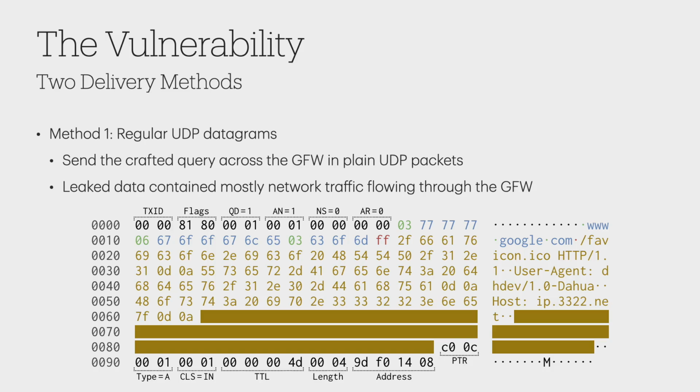We further experimented with different delivery methods. The first method is straightforward. We could just send plain UDP packets to deliver the crafted queries. With this method, the leaked data usually looked like network traffic flowing through the Great Firewall. The picture illustrates a sample leak, which contains an HTTP request to a favicon. But clear text traffic was rare because of the popularity of encryption. In many cases, we couldn't decipher the leaked content.